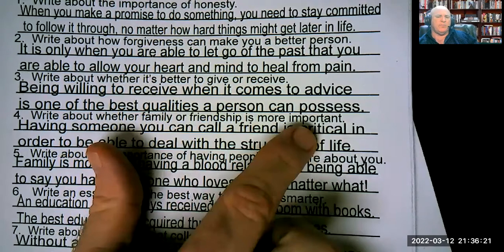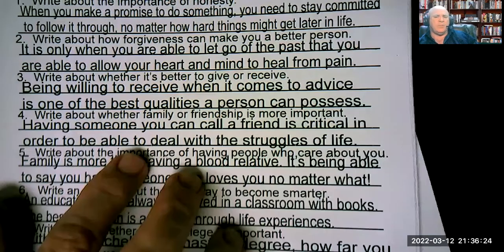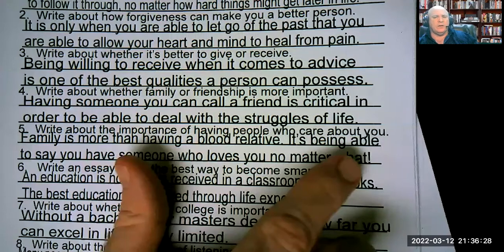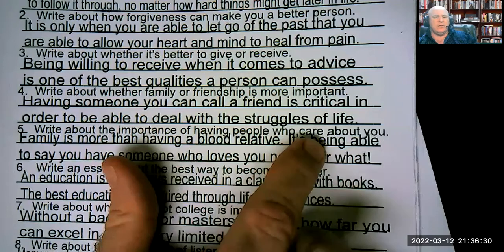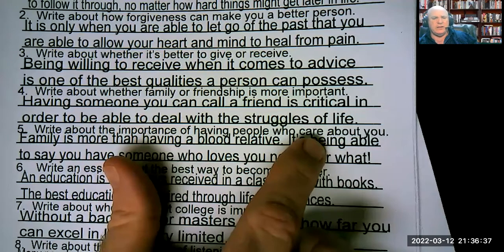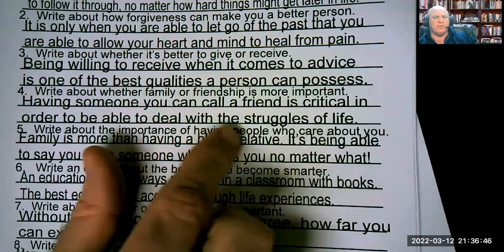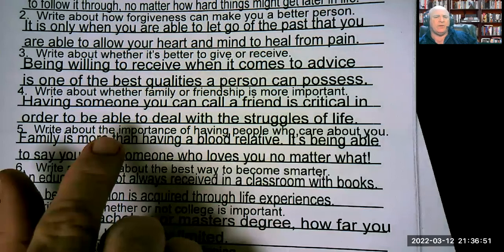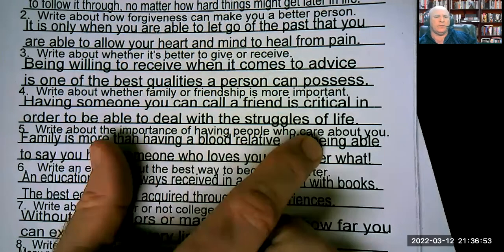Number 5, write about the importance of having people who care about you. What kind of people? It could be friends, family, like relatives, immediate, classmates, people that you work with, people that you cross paths with every day, even random strangers. I can care about you without having to actually know you.